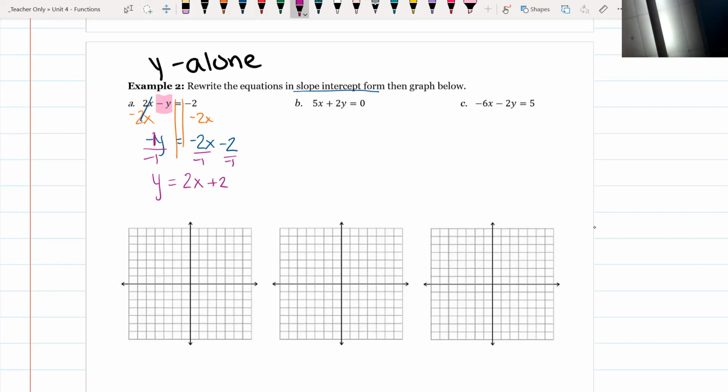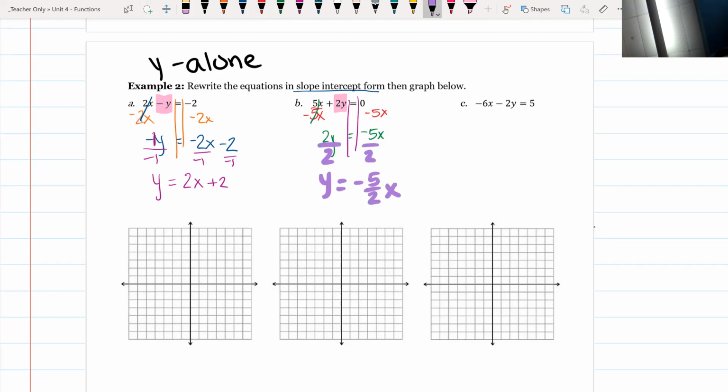I'm going to let you graph that on your own. I'm going to do one more example with you. Again, we want to get this y alone, so we have to get rid of this 5x by subtracting 5x on each side. We're left with 2y on the left and then -5x. I'm not going to write that plus 0 because I don't need to. Then I need to get y alone still, so I divide by 2, and I get y equals -5/2 x.